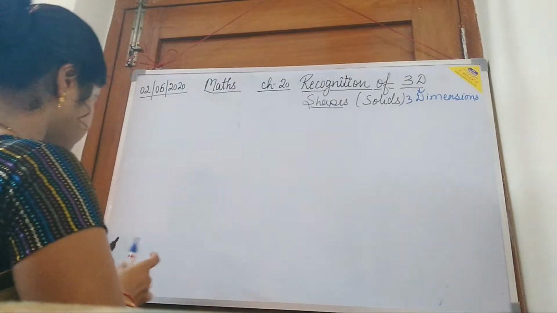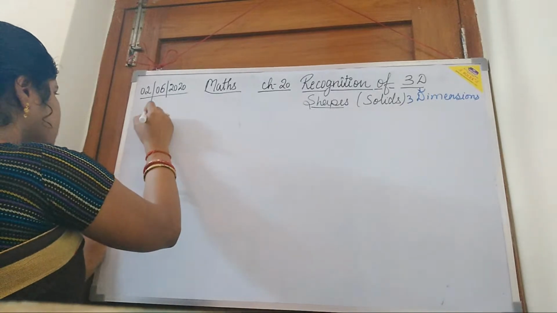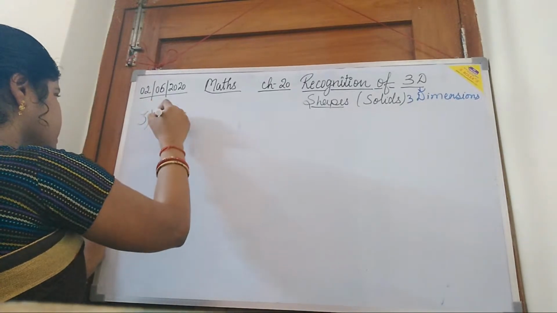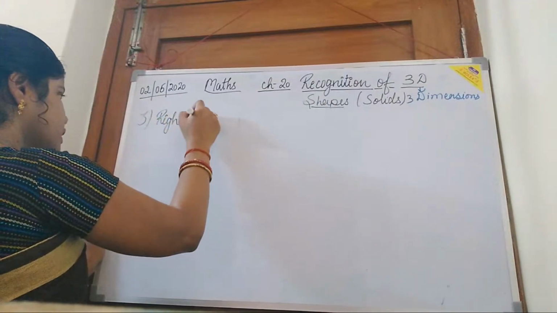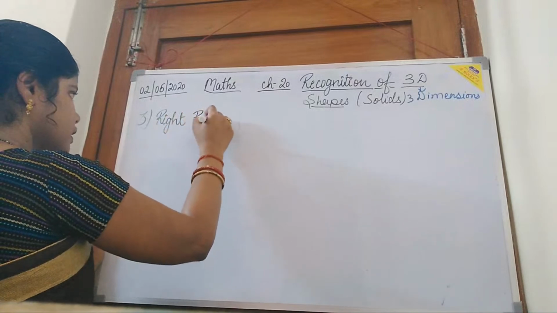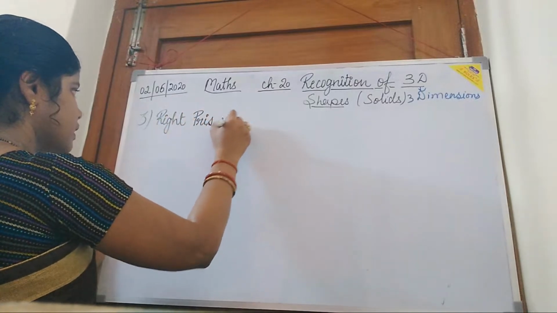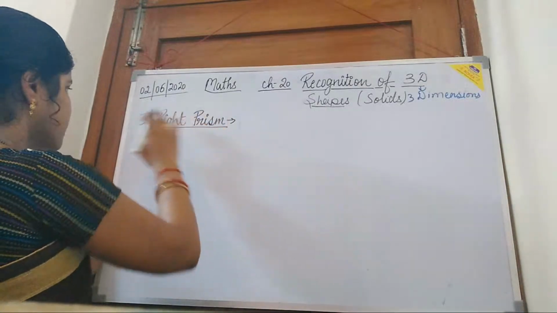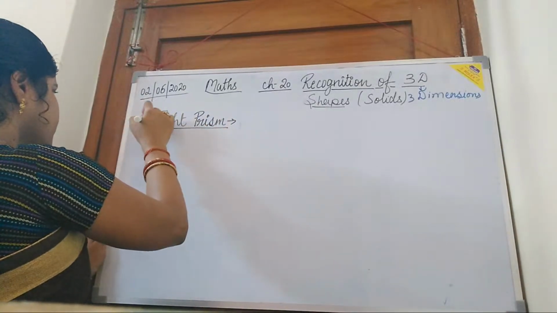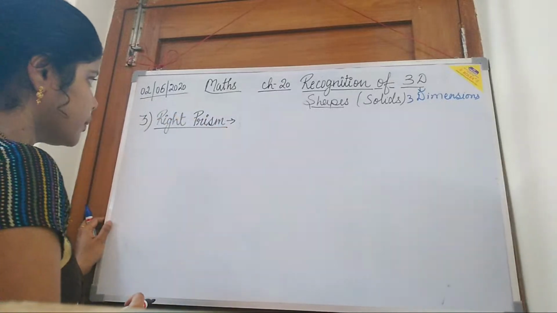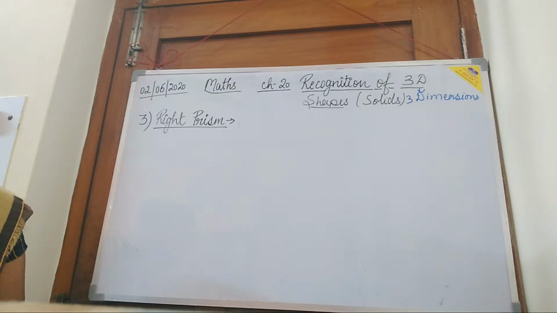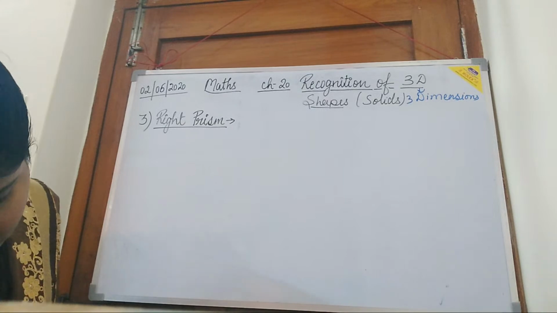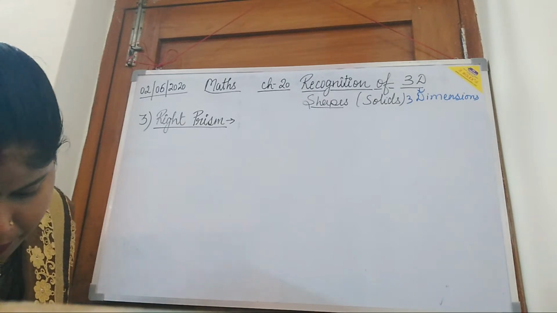Prism. The third solid shape is the right prism. So what do you mean by a right prism? A solid which has two identical and parallel top and bottom faces and other rectangular faces is called a right prism.